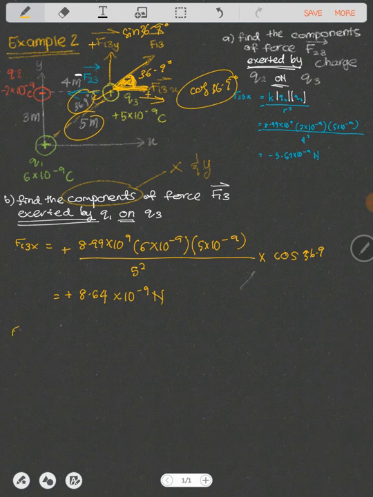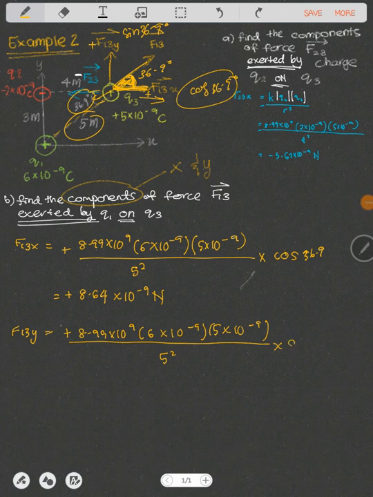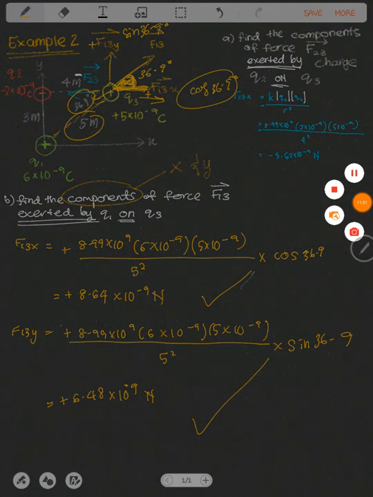And then the same goes for F13 at the Y component. Okay, it's the same, except it's sin 36.9. And the answer will be positive as well, which is positive 6.48 times 10 to the power of negative 9 Newton. Okay, this is for the F13 X component and F13 Y component.